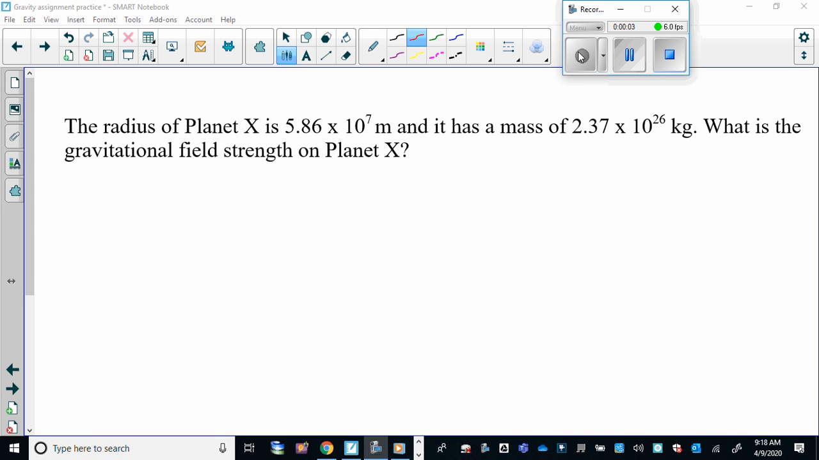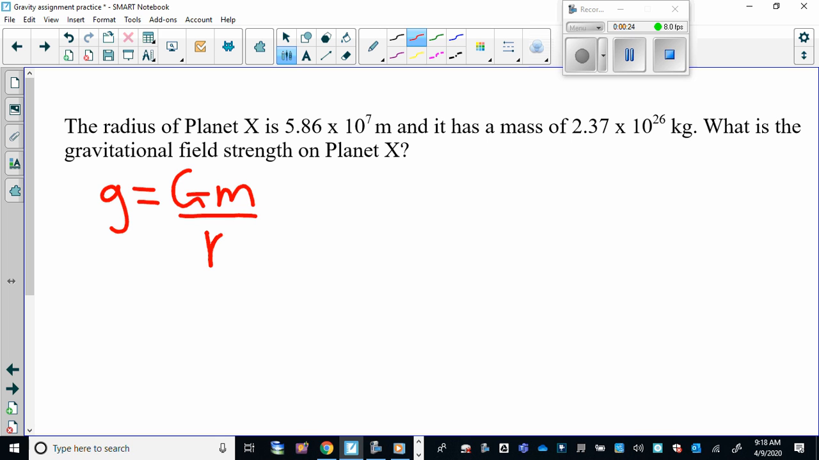Question 5 on a gravity assignment. The radius of planet X is 5.86 times 10 to the 7th meters and has a mass of 2.37 times 10 to the 26. What is the gravitational field strength on planet X? Gravitational field strength. So this is a pretty straightforward question.